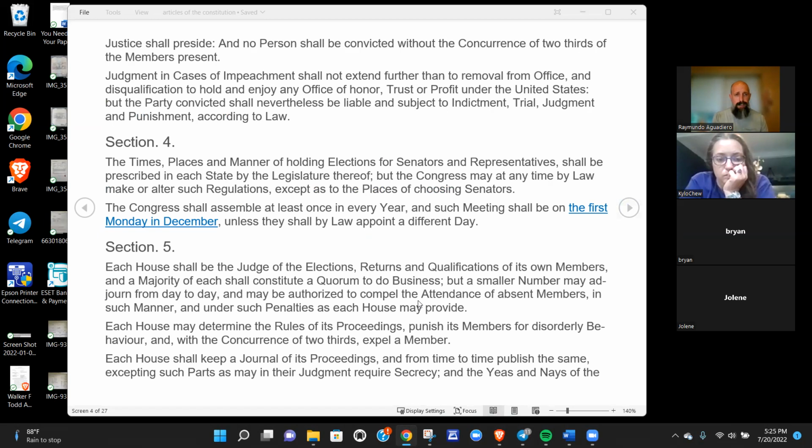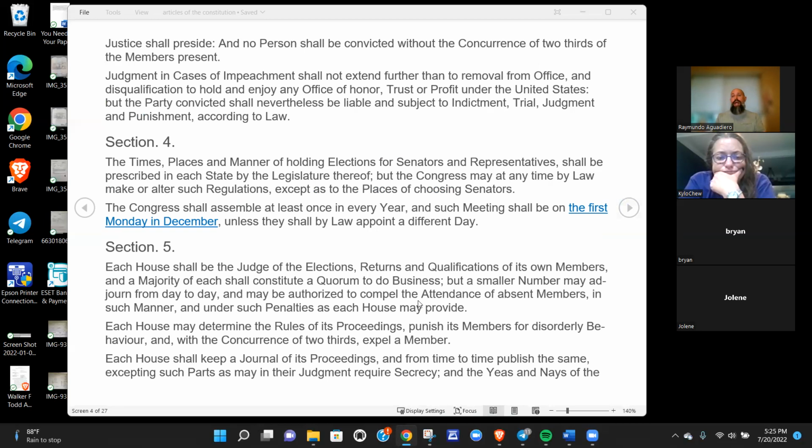Section 4. The times, places, and manner of holding elections for senators and representatives shall be prescribed in each state by the legislature thereof. But the Congress may at any time by law make or alter such regulations, except as to the places of choosing senators. So that was big right there. How Congress is elected, what method, both the representatives and the senators, is up to each state. A state gets to choose how it's done. But Congress still has the opportunity to change and alter those regulations.